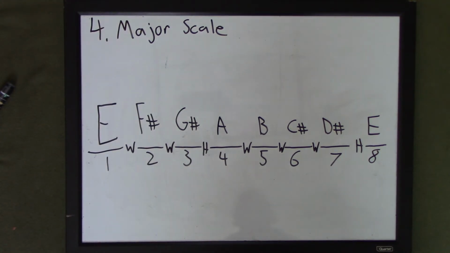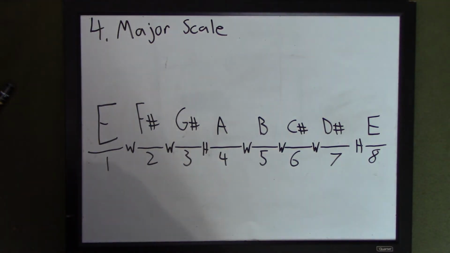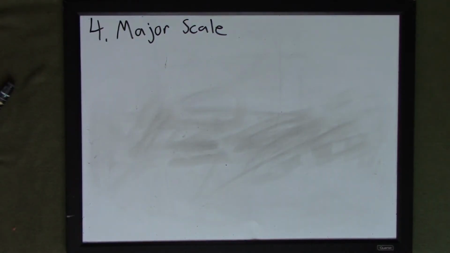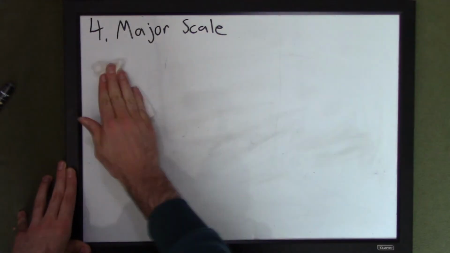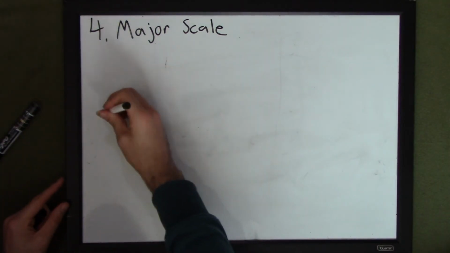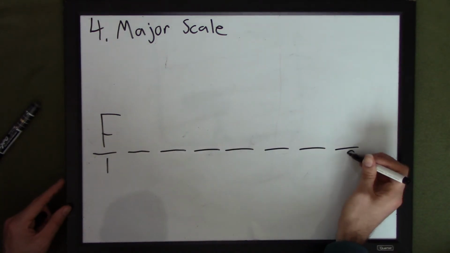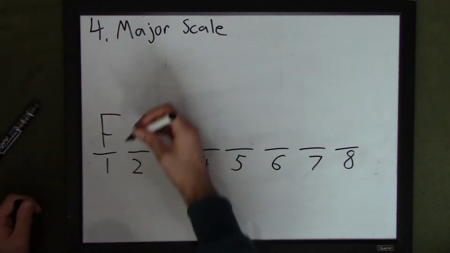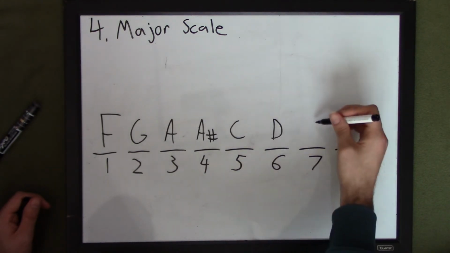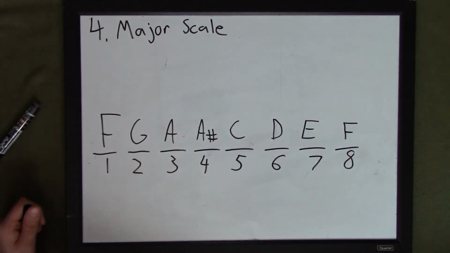Now, let's do another one. I'm going to have you guys do a little bit of self-discovery. I want you to see something. Let's do an F major scale, right? So we're going to start with F and then go whole, whole, half, whole, whole, whole, half. Now, a lot of people, when they do this for the first time, they do it like this. They go F, G, A sharp, C, D, E, F. That's how they do it.